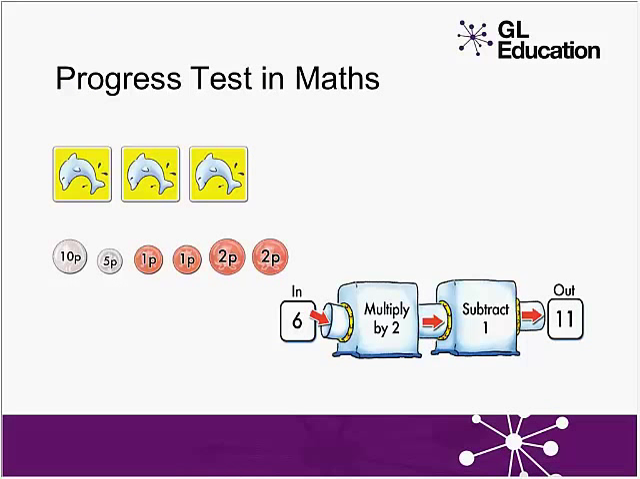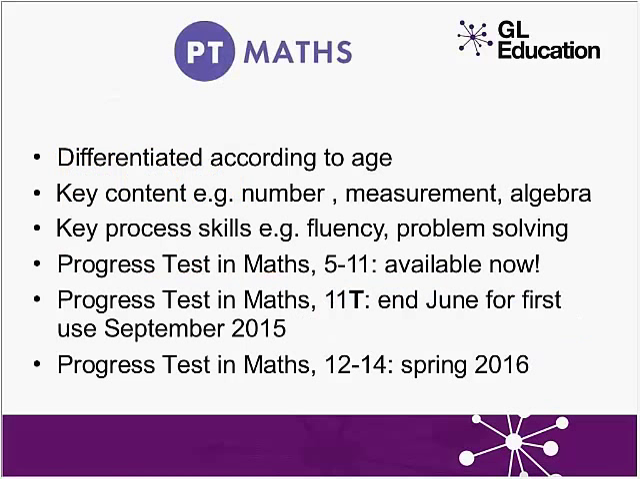Okay, so if we move on to Progress Test Maths, this is differentiated, obviously, according to the age. So in terms of the depth of each of the key content or the process skills, these will be differentiated, as I say, according to the age. The key content areas in terms of maths will be number, measurement, geometry, statistics, and algebra, whereas in terms of the key processes, it's fluency, mathematical reasoning, and problem solving.